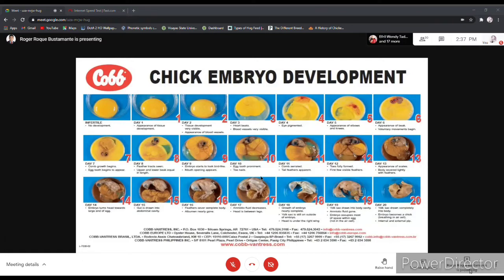At day 2, tissue development very visible, and there is this the blood vessels. At day 3, the heart beats. So now the blood vessels are very visible. At day 4, eye pigmented or nagsugod na develop ang iyong eyes. Then and so on and so forth. You have to study this and familiarize the stages of the embryonic development.